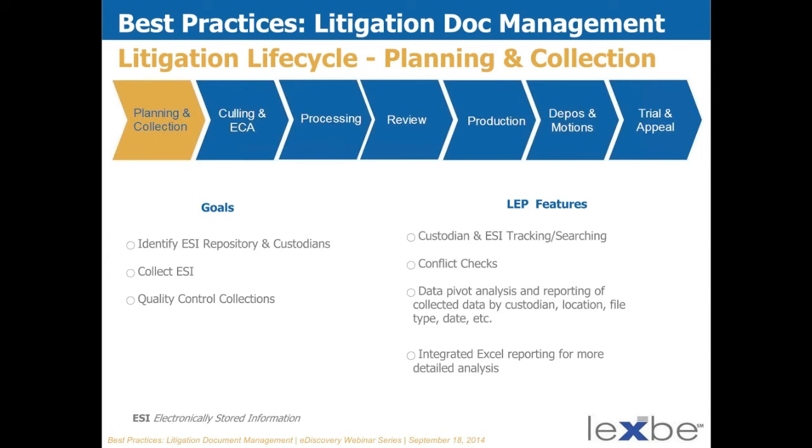To accomplish these goals, a litigation document management system should have robust case research tools that support the identification and the tracking of ESI repositories and custodians. Identifying and managing these fields early in the case will allow you to seamlessly flow later into discovery stages without having to re-identify any of those relationships between particular documents in ESI and its source or its custodian.